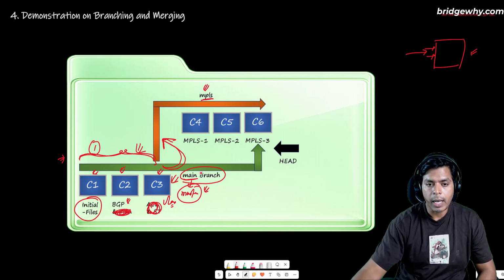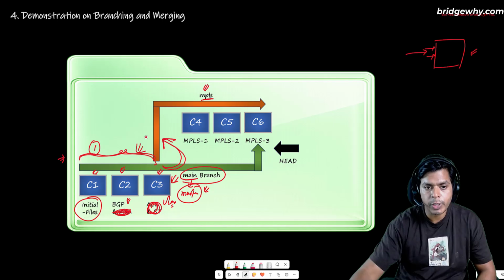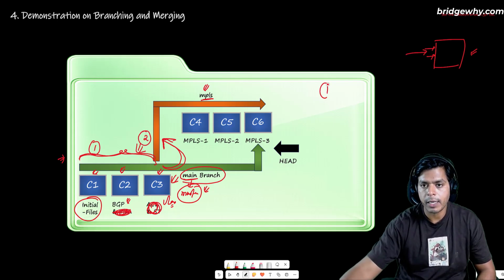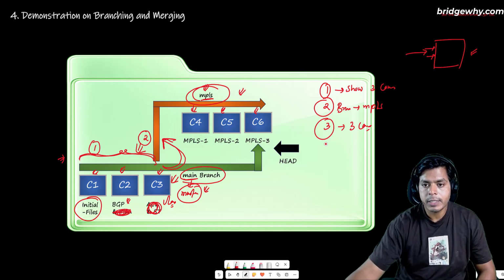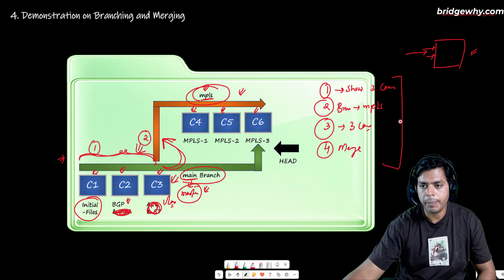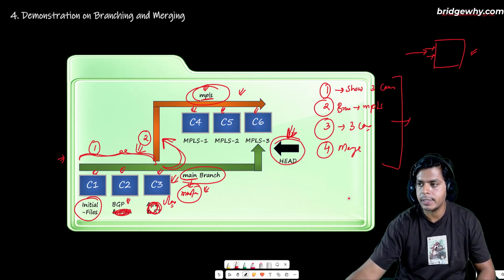This is going to be my plan. Step number one, I would just like to show you the three commits. Step number two, I will be creating a branch, and that branch name is MPLS. Step number three, I will be doing three commits there: C4, C5, C6, in MPLS. Step number four, I will merge them. And along with these steps, I would like to show the position of this head, where exactly this is.